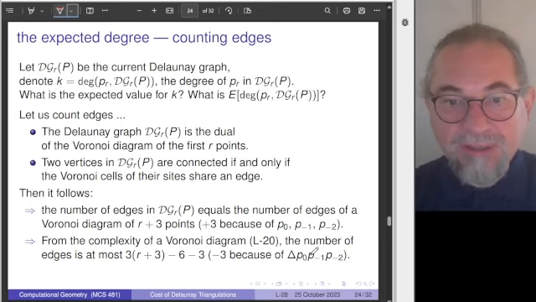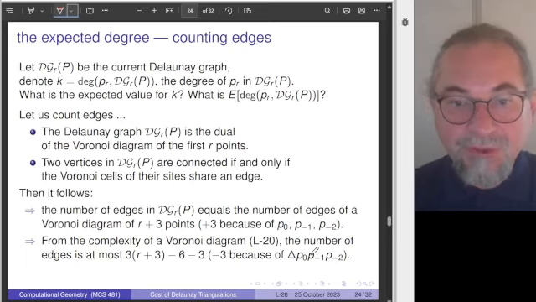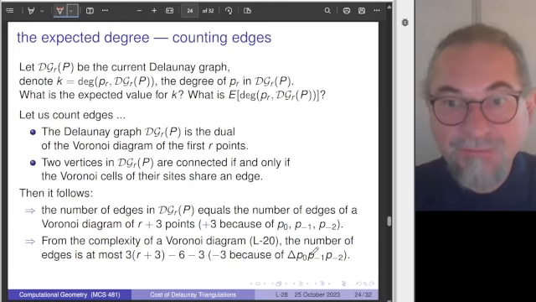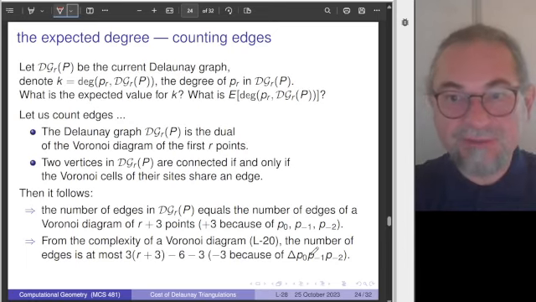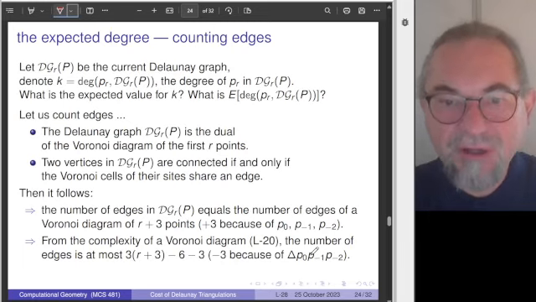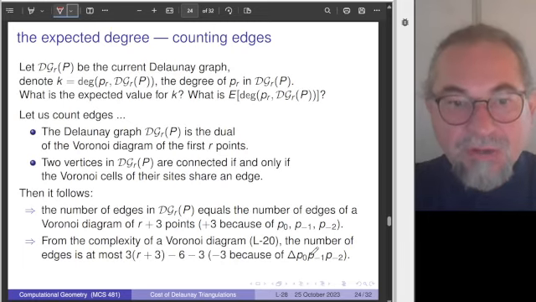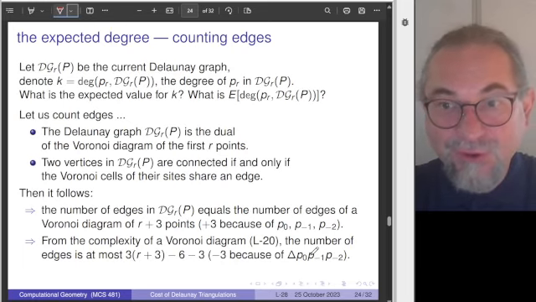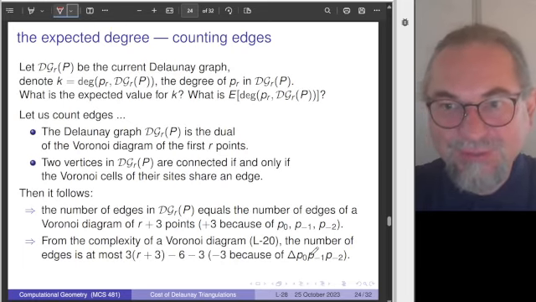Okay, so how many edges do we have? So the number of edges of the Delaunay graph equals the number of edges of a Voronoi diagram, plus 3, because we have this initial triangle. So if we know the edges of a Voronoi diagram, then actually we know the edges in the Delaunay graph, plus 3.